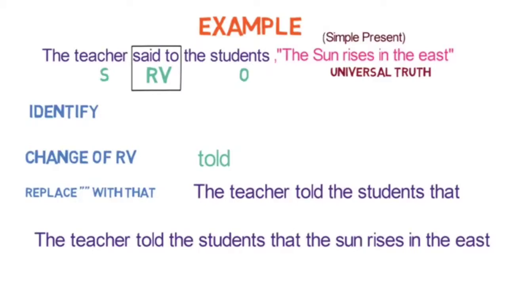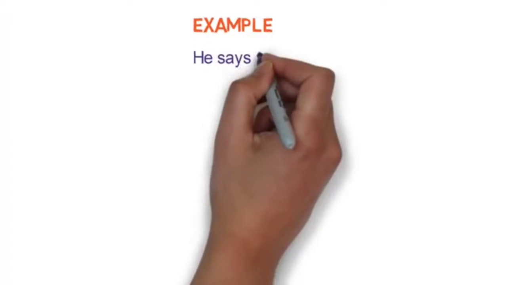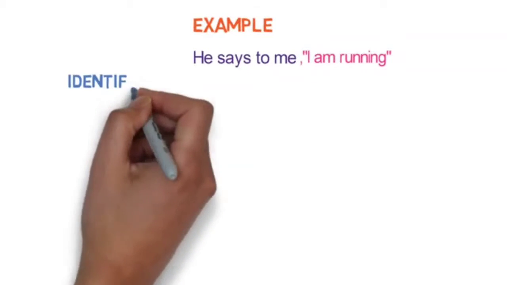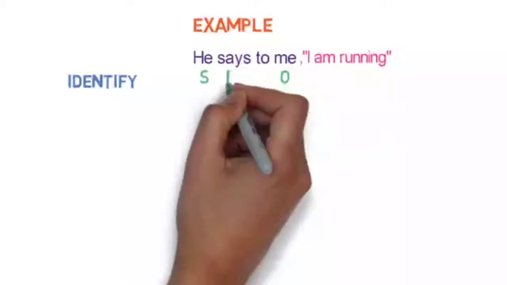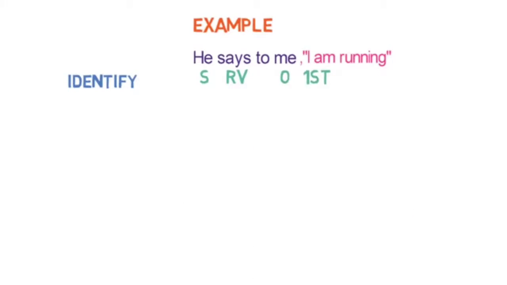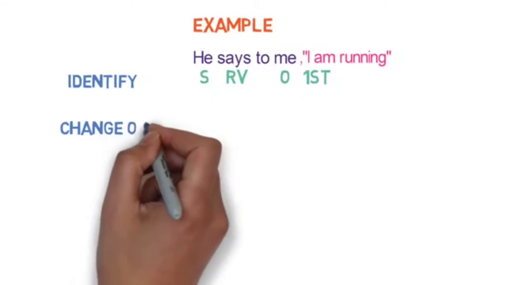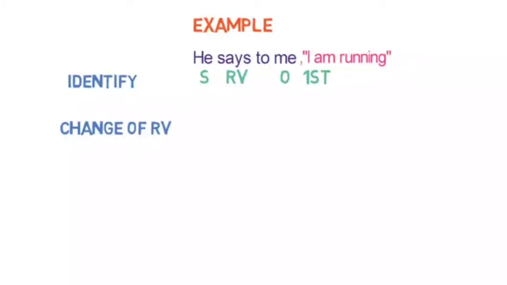Let's look into one more example to make things more clear. The sentence is, "He says to me, I am running." The first step is the identification. He is the subject here, me is the object, and says to is the reporting verb. As says to is the present form, we will not change the tense. Second step is the change of reporting verb. Here the reporting verb says to should be changed into tells.